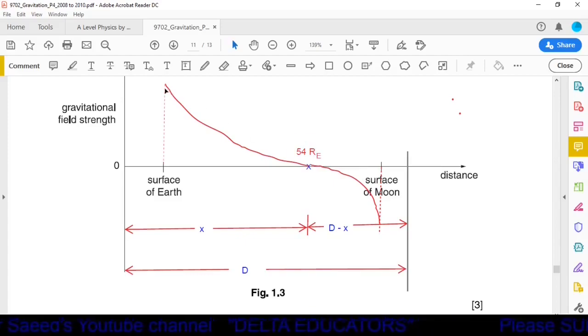When we move from surface of the Earth towards the point where the gravitational field is equal to 0, there will be a gradual decrease in the gravitational field, so there will be a curve like this. In the same way, when we move from surface of the Moon towards the point where the gravitational field is equal to 0, the gravitational field because of Moon will decrease gradually. So the graph will be like this. So our graph will be like this.